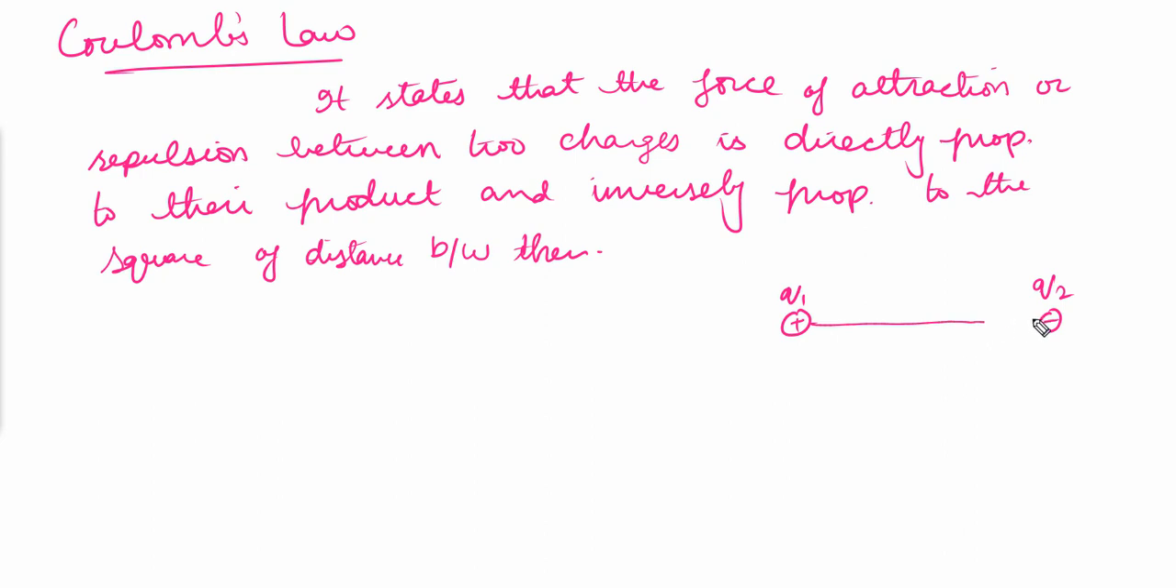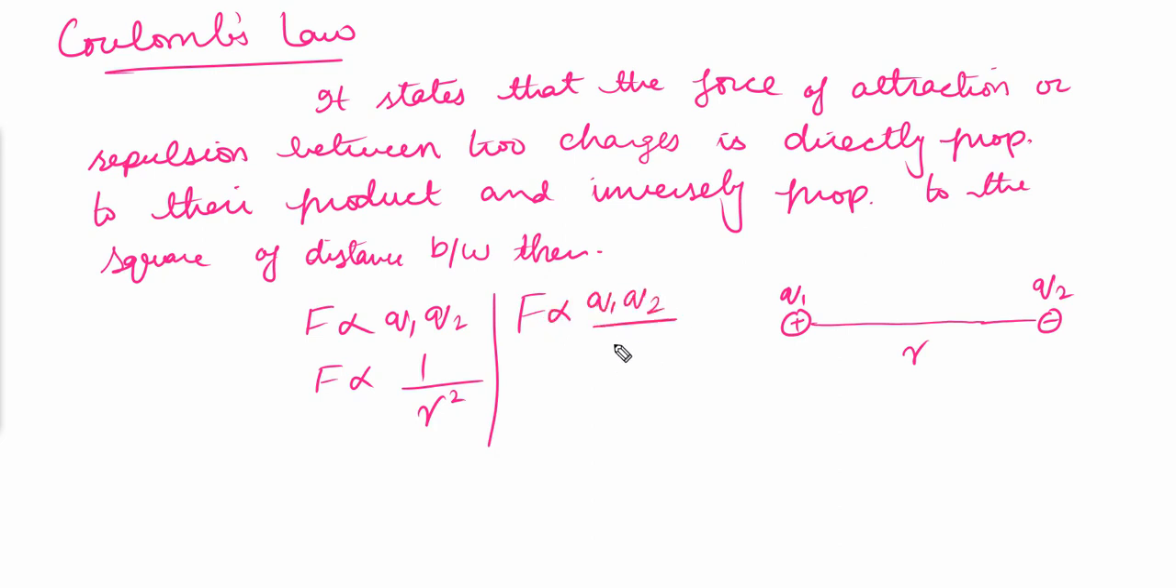So there'll be a force of attraction between these two charges, and the distance between the charges is, let's suppose, R. The force of attraction between these two charges is directly proportional to their product, and that force is inversely proportional to the square of the distance between them. When we combine this, F is directly proportional to Q1 Q2 over R square. To replace the sign of proportionality, I'll write F equals 1 over 4 pi epsilon naught, Q1 Q2 over R square.